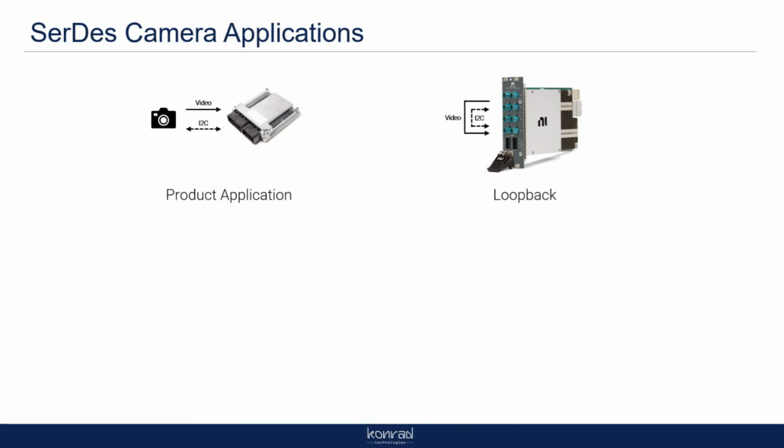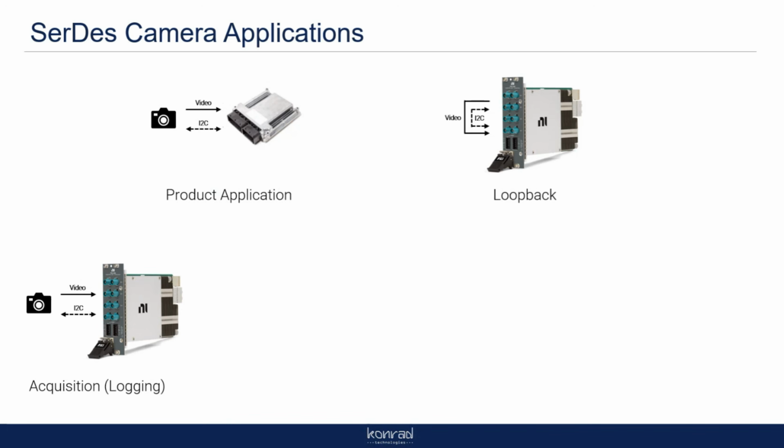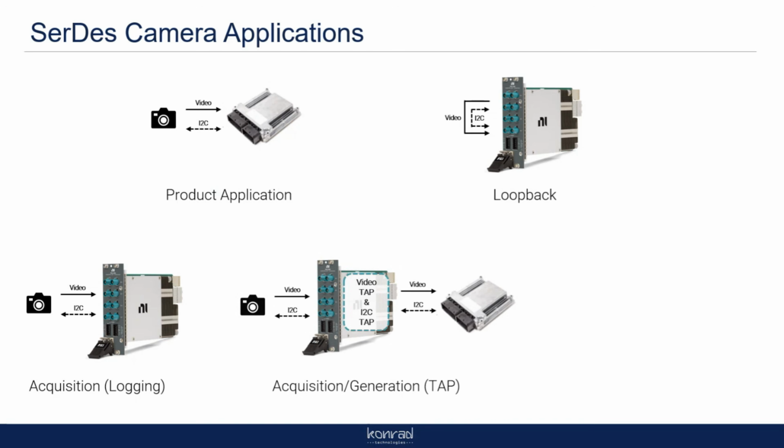So customers could pretend they're the camera, they could pretend they're the ECU and do whatever they wanted with it. More common applications, though, would be acquisition, so logging. So not even have an ECU, I'm just using a camera sensor and I need to log it. Or tap is probably the most common one I've seen, where we sit in the middle.